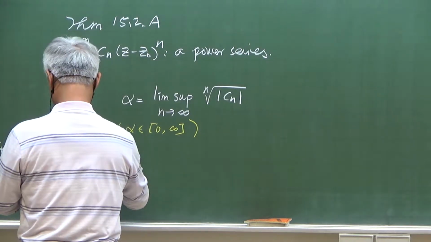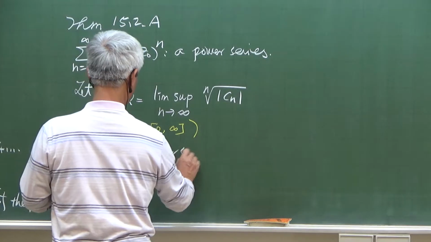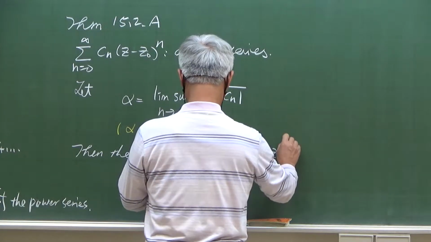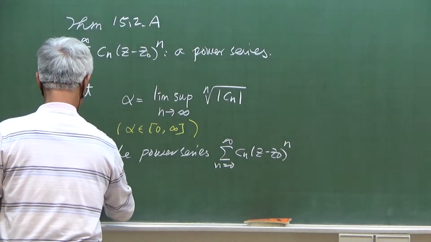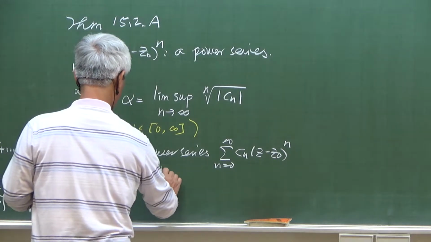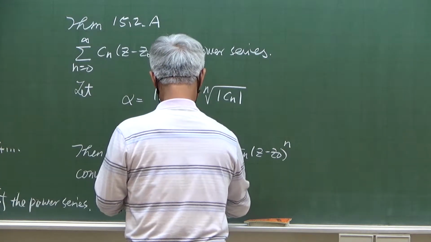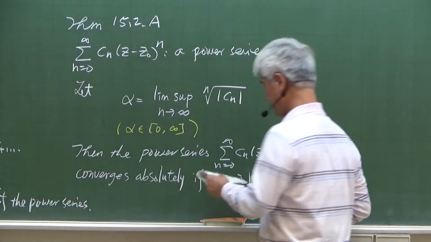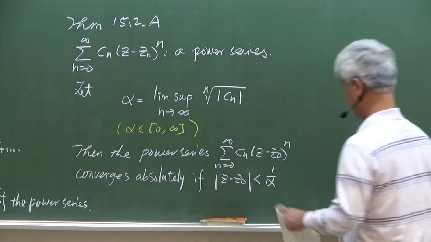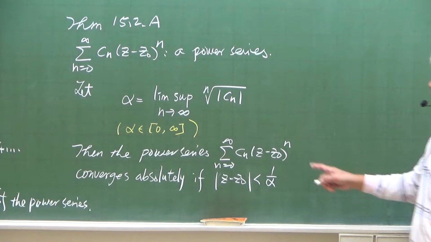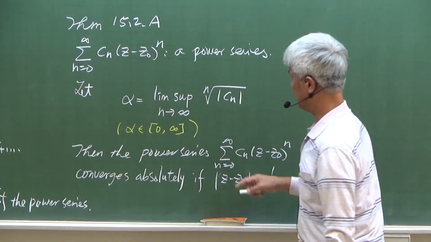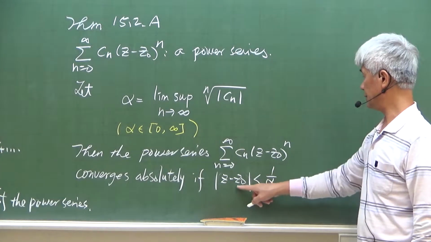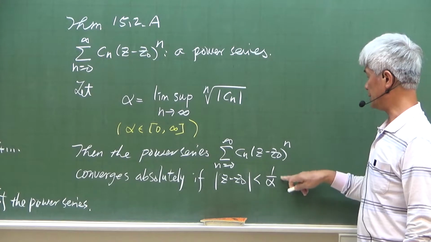Now, the power series converges absolutely if z minus z0 has absolute value less than 1 over alpha. So we know that the power series converges absolutely if z is not far away from the center, and the distance should be less than 1 over alpha.